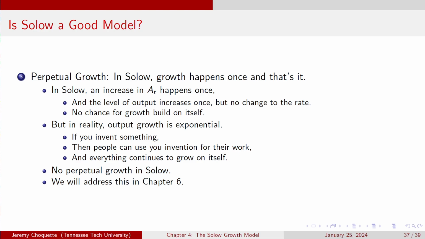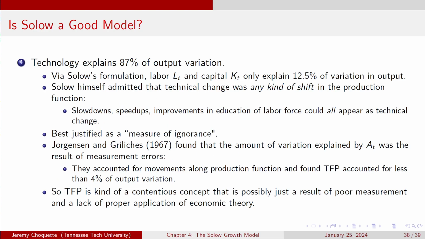if you were to plot out output for a country, like GDP for the United States, you'd see it's increasing at a constant rate, but it's exponential. You're not really assuming any chance for this to build on itself. But in reality, we've got exponential growth. You invent something, people can use your invention for their work, and everything continues to grow on itself. Solow doesn't have perpetual growth, but when we talk about chapter 6, we will be seeing some stuff with perpetual growth.